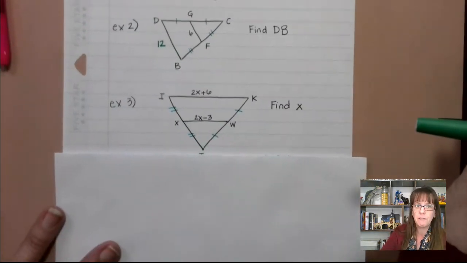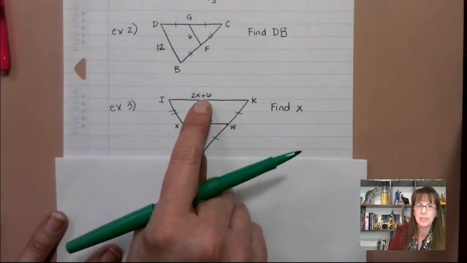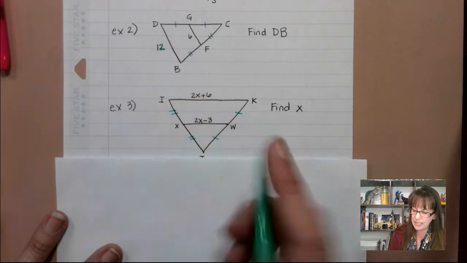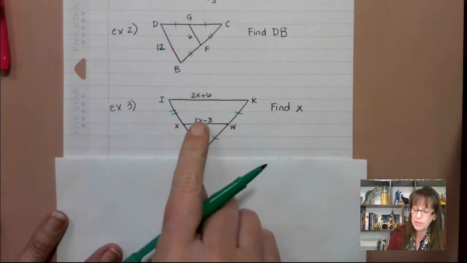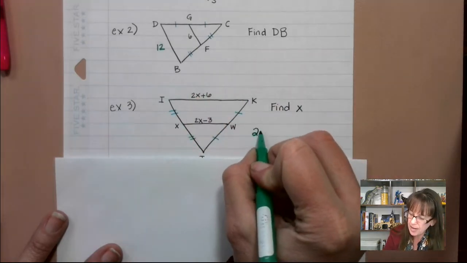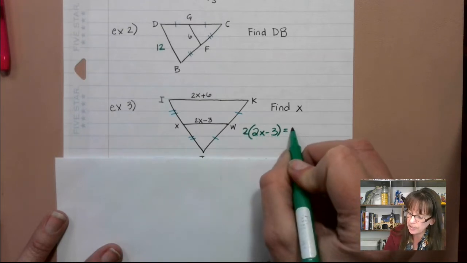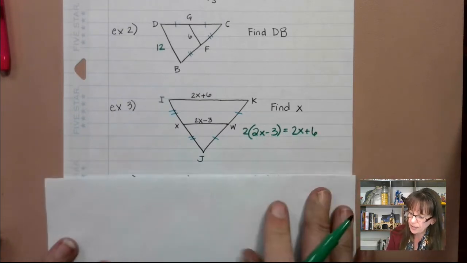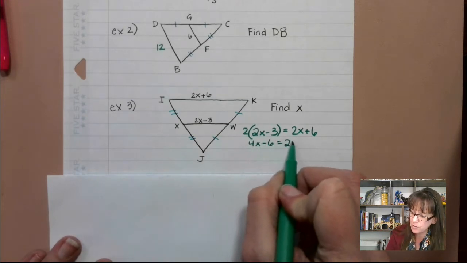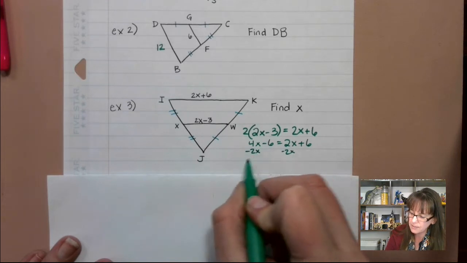Okay, so find X. All right, well, we know that this is going to be half of what this guy is. So whatever this is, if we double it, it's going to equal this. So we get 2x minus 3, and we double it, that's going to equal 2x plus 6. Okay, so that's going to give us 4x minus 6 equals 2x plus 6, minus 2x, minus 2x.